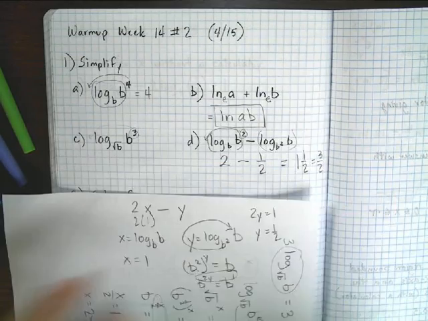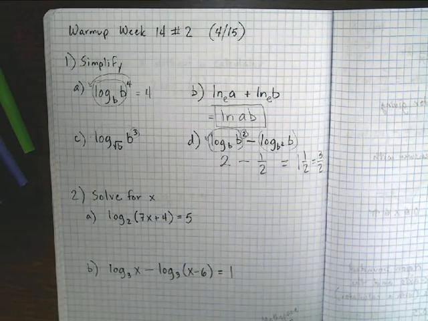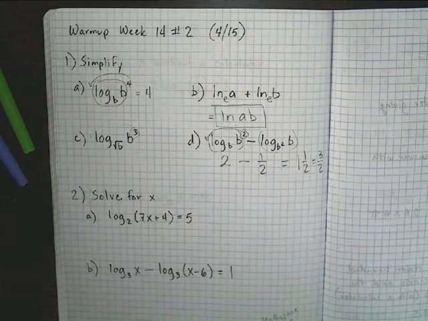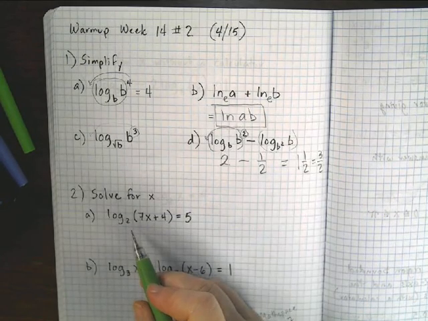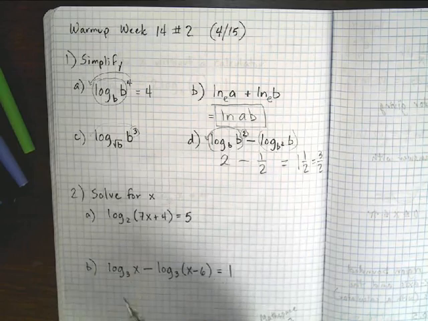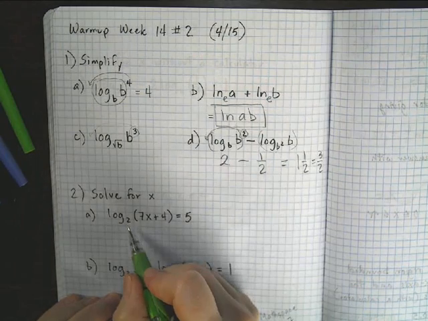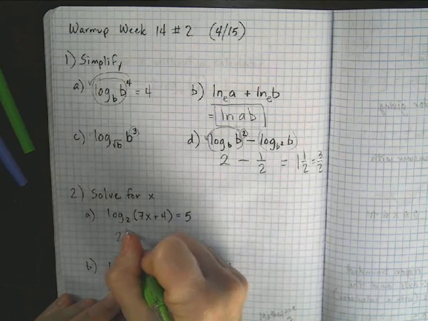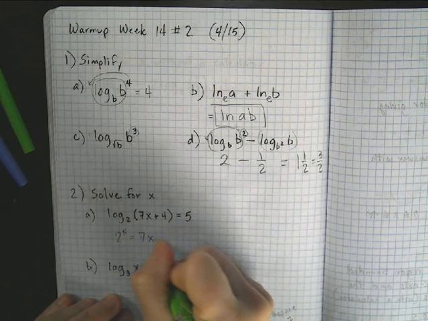Yay! All right. Okay, the next two are actually pretty easy, pretty straightforward. I can just change it to exponential form. I think I have room to just do it on here, so let's do it. So I can change this to exponential form. 2 to the 5th is equal to 7x plus 4.